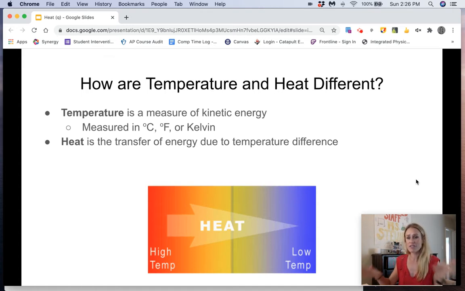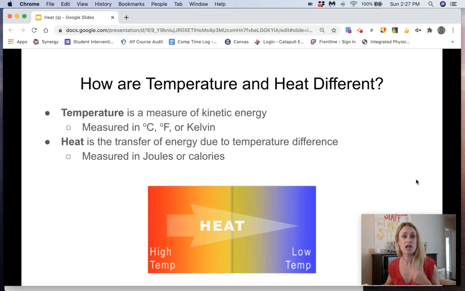If you sit in front of the fire and warm your hands on the fire, that fire has a higher temperature than you do. So that heat is being transferred from the fire and into your hands, the lower temperature object. So it's a measure of energy that's being transferred. That's what heat is. We measure heat in joules or calories. There is a reason also that joules has a capital J and calories has a little c.